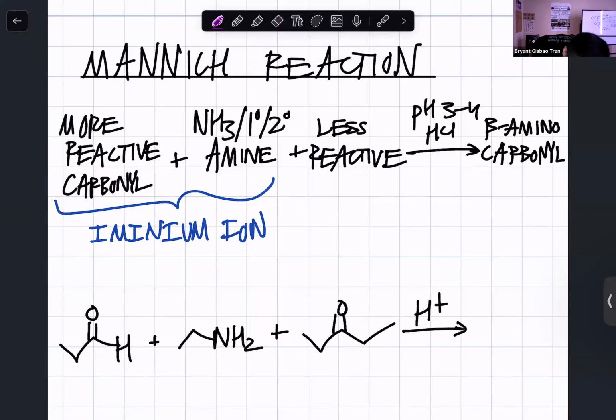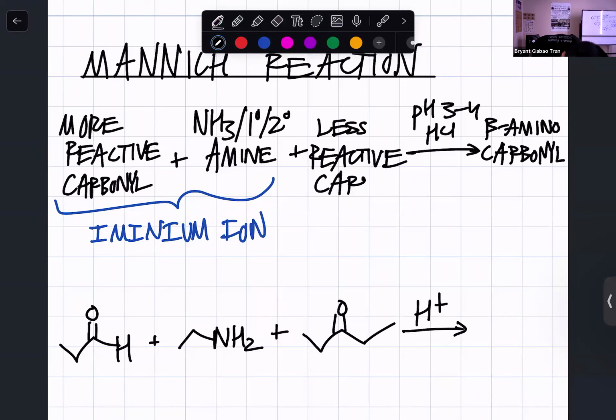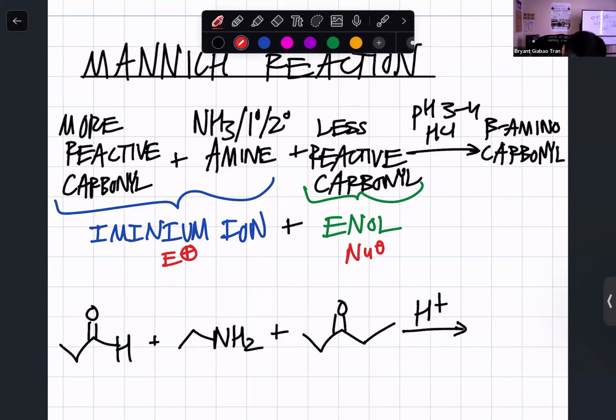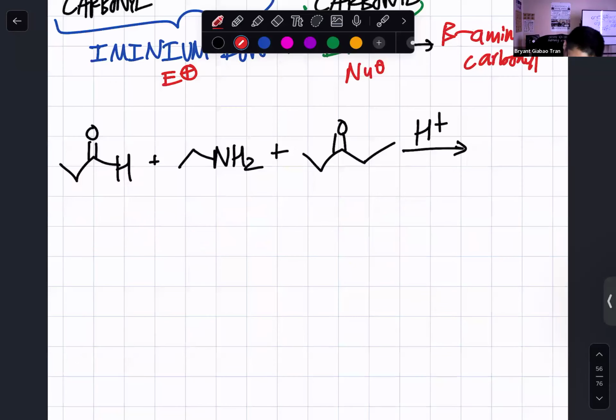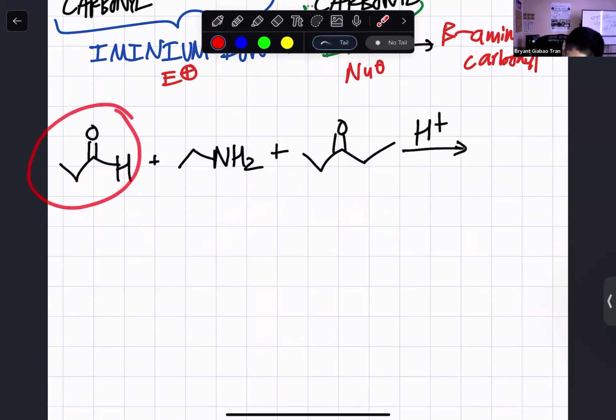The less reactive carbonyl is going to form our enol, where the enol is the nucleophile and the iminium ion is the electrophile. They come together, nucleophile and electrophile, to form the beta amino carbonyl. So this is my more reactive carbonyl. This is my less reactive carbonyl.